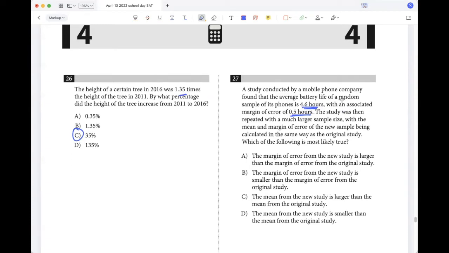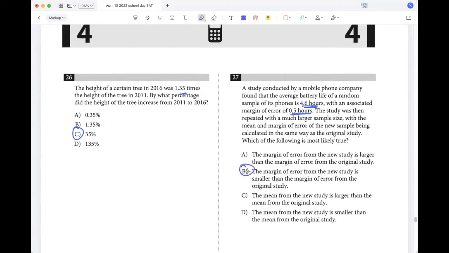So if the sample size was increased, then the margin of error would go down, right? So the margin of error is smaller in the new study than in the original study, right?